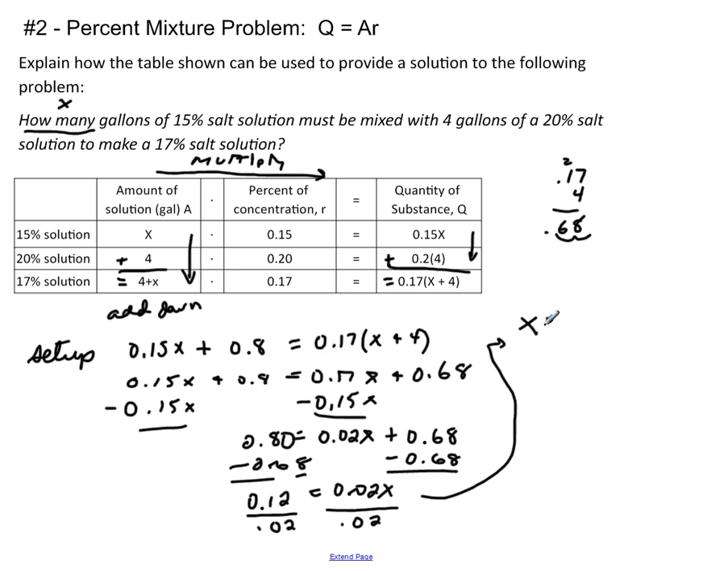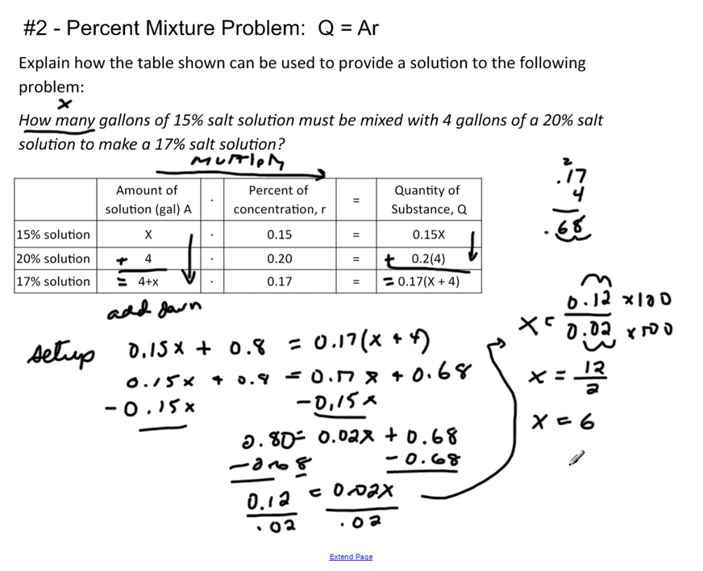X is equal to 0.12 divided by 0.02. Lucky for us, this is a nice decimal. We can move the decimal on the denominator 2 places to the right. So let's move the decimal in the numerator 2 places to the right. It's the equivalent of multiplying both numerator and denominator by 100 to get an equivalent fraction, which we know to be the same as saying 12 divided by 2. And therefore, x would equal 6.